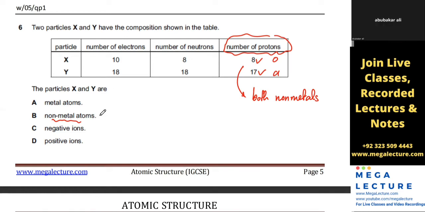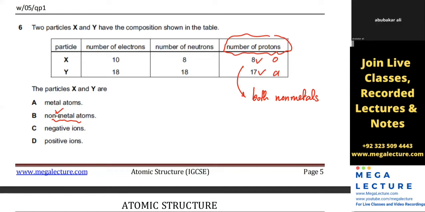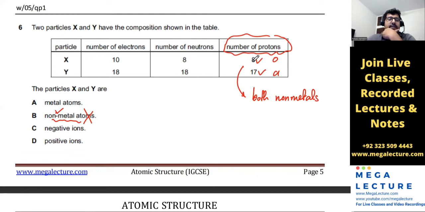The question is, are they atoms or not? The non-metal part is fine. I mean, they're obviously elements, but are they atoms or not? They're not atoms. Why are they not atoms?